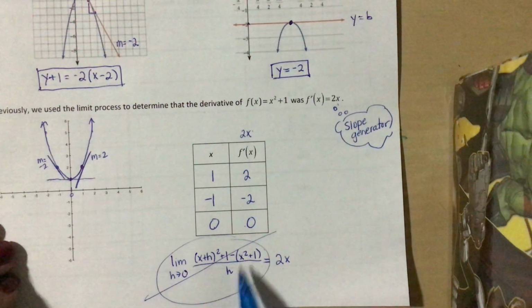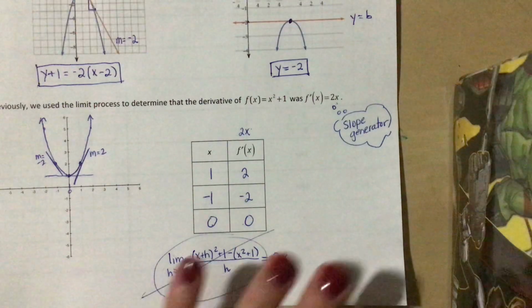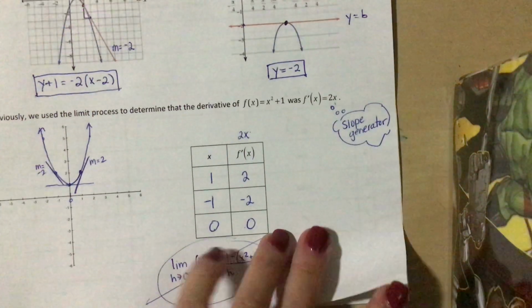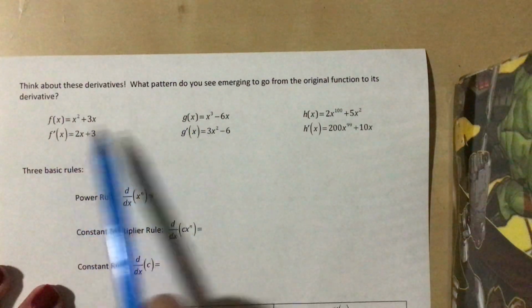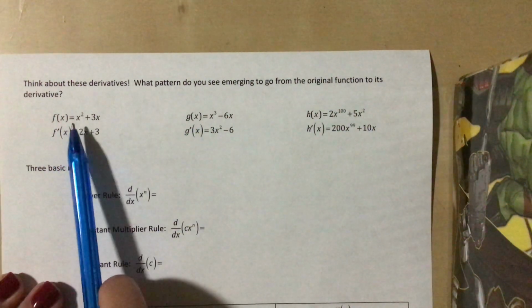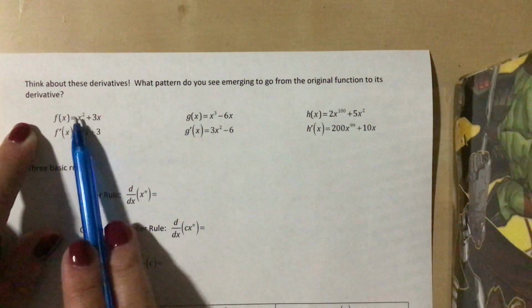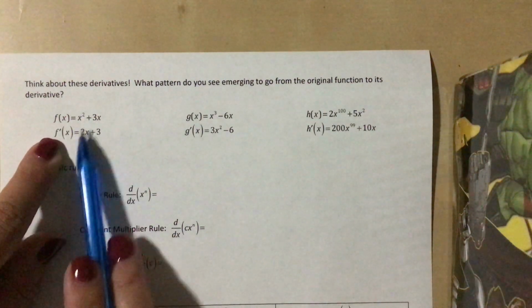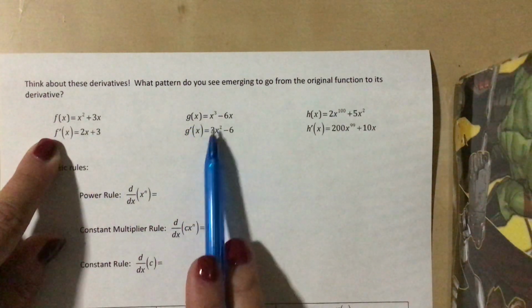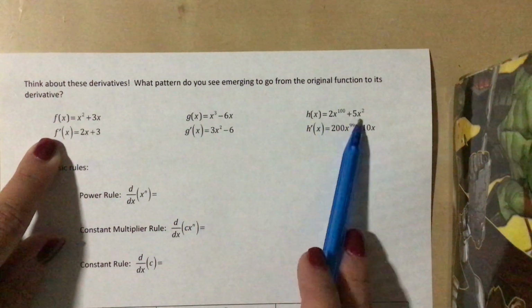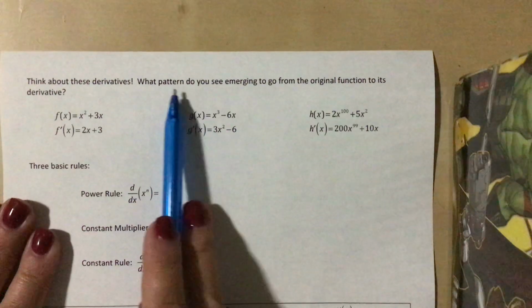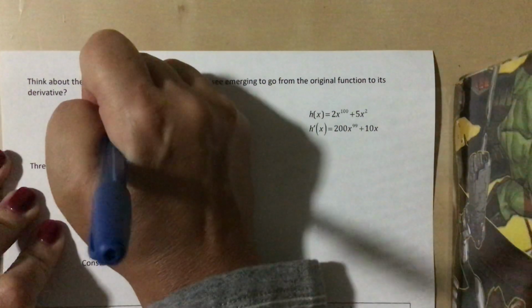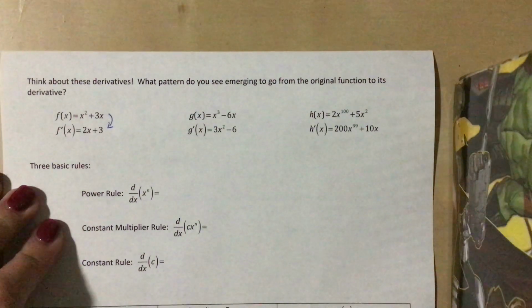Okay? That process is almost impossible for a human. So what we do is we start to think about some patterns that emerge when we do the limit process. What I've got for you here is a set of f, g, and h functions where I went ahead and did the limit process and figured out what the derivative is here. I did the limit process here and got g prime. I did the limit process on h and got h prime. And what I want you to start to do now is to think about what pattern you see emerging in order to go from a function to its derivative.